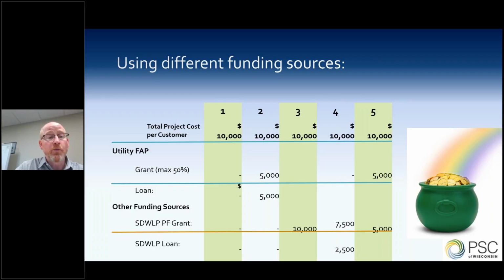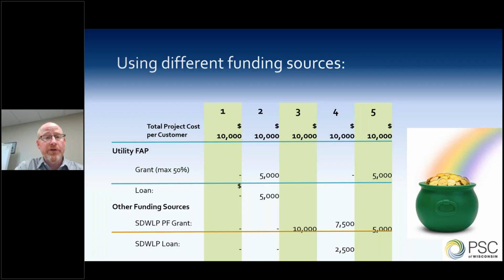For scenario 2, we're going to assume that it's a classic utility financial assistance program that is approved by the commission. There's a grant of $5,000. That's the 50% max that can be applied as a grant. And then there's the $5,000 loan that covers the remaining costs. In that scenario, the cost to the landowner, the customer, would be $5,000. I'm not getting into interest here because that would just complicate the numbers. Sometimes utilities fold the interest costs into their loan as part of the commission-approved FAP. Sometimes they have the customers pay for it, but I'm not going to worry about that today. So that is number 2. The total cost to the customer, again, is $5,000.